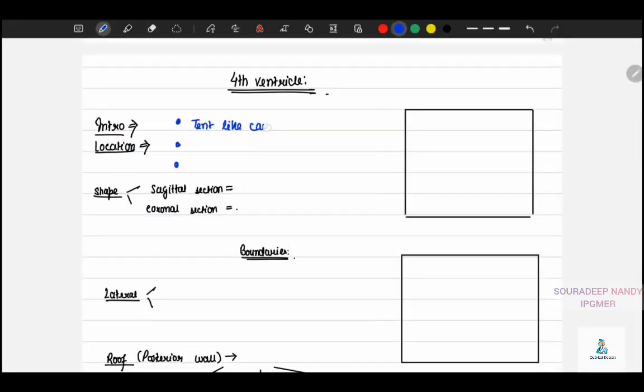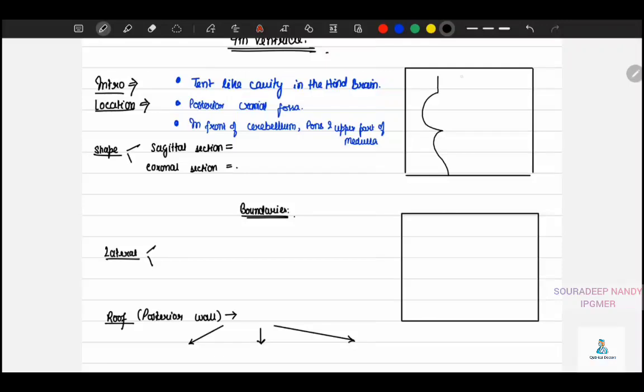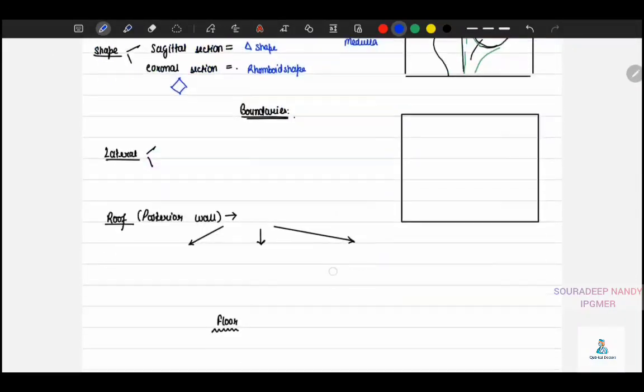So now let us discuss the fourth ventricle. The fourth ventricle is a tent-like cavity in the hind end, that is the rhombencephalon. Location: it is present in the posterior cranial fossa, in front of the cerebellum, and behind the pons and upper part of the medulla. Now the shape: in sagittal section it looks like a triangular cavity, and in coronal section it looks like a rhomboid cavity. So here I am drawing the diagram. Here is the fourth ventricle, which in sagittal section looks like a triangular cavity, and in coronal section it looks like a rhomboid shape.